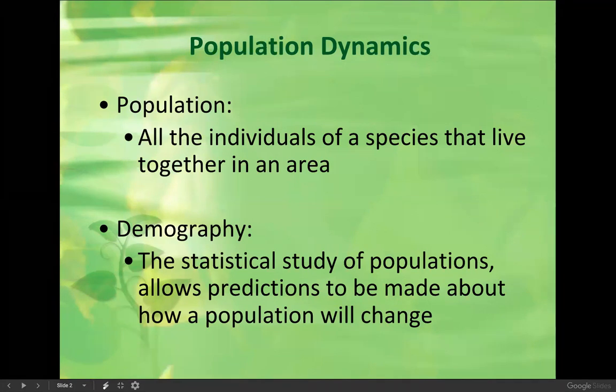And then we have a term called demography. And demography is the statistical study of populations and allows predictions to be made about how a population will change.